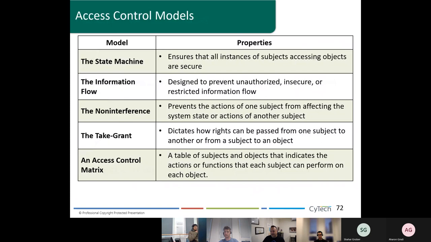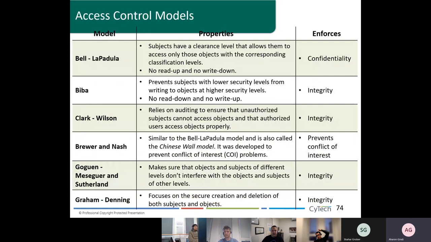For example, what is a state machine, information flow, non-interference, lattice-based, the take-grant model, access control matrix. There are a lot of other access control models, and I encourage you to read about them in the book. But for our session now, we're going to cover these five: the first four, Bell-LaPadula, Biba, Clark-Wilson, Brewer-Nash, and the last one, Graham-Denning. I cannot guarantee that they will not ask about the others, but we will focus on these five. I want you to take a look at this table.